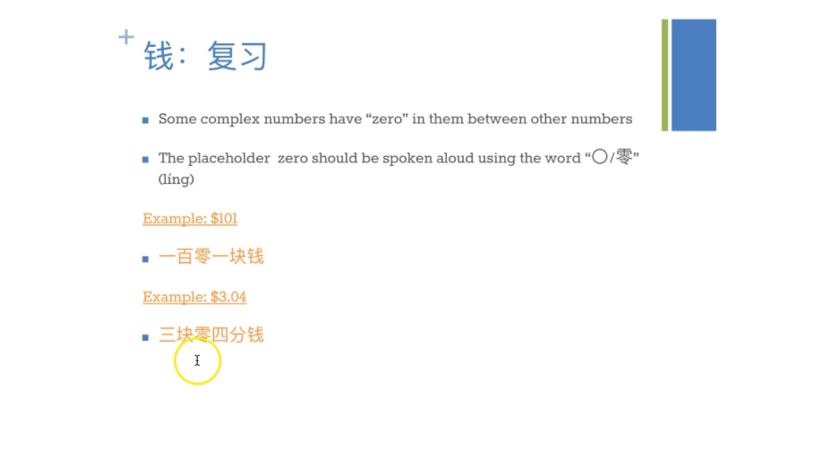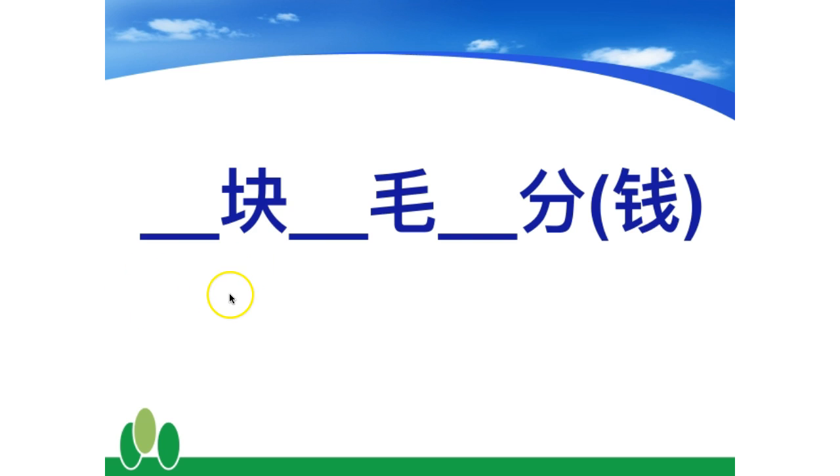For example, 3块04分钱. So it would be $3 and 0.04. 3块04分钱. I would just replace it. There needs to be a 0. You cannot not have that. You cannot say 3块, that's wrong. You need to have that 0 to represent the place. That's actually a very, very mathematical method of expression. 3块04分钱, $3.04.